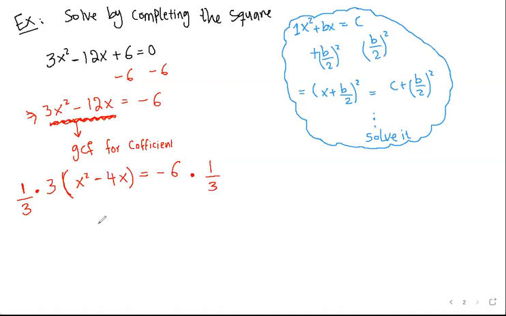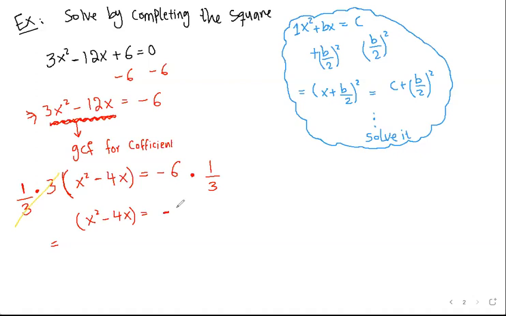Okay? So when I multiply by 1 over 3, I cancel the 3 with 3, it's cancelled. Now what do I get? I get x squared minus 4x equal negative 2.